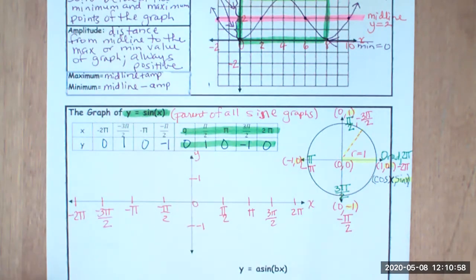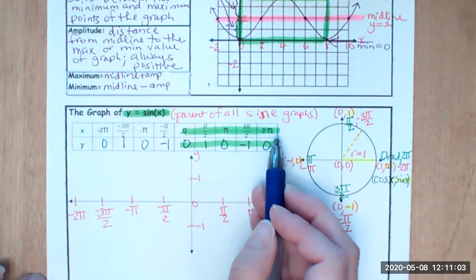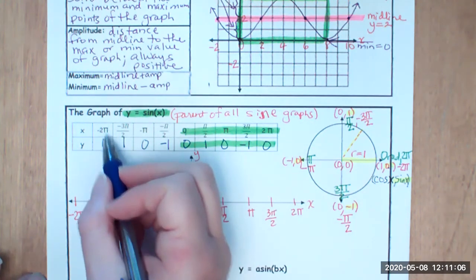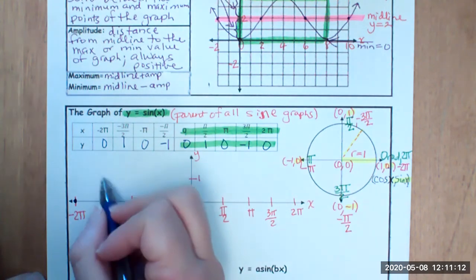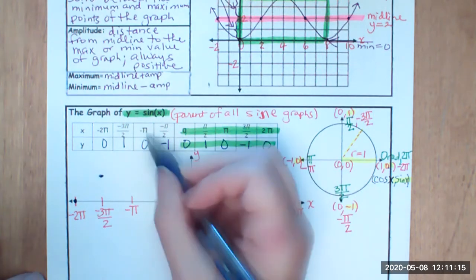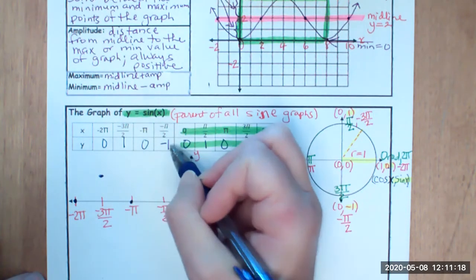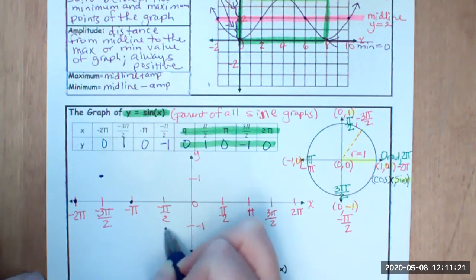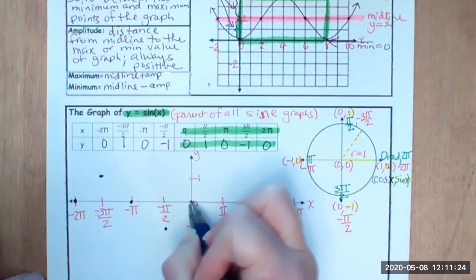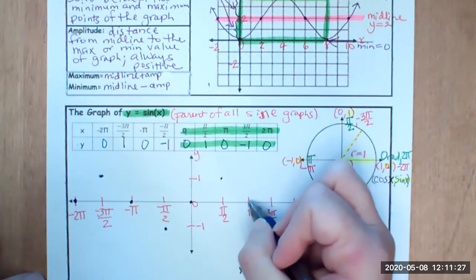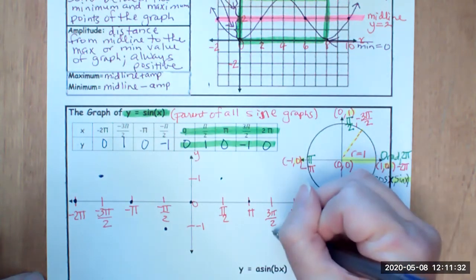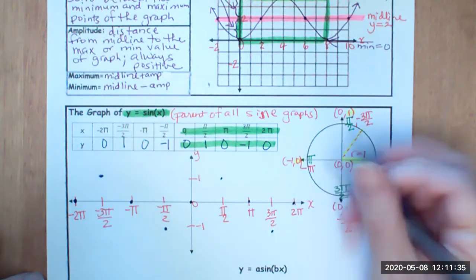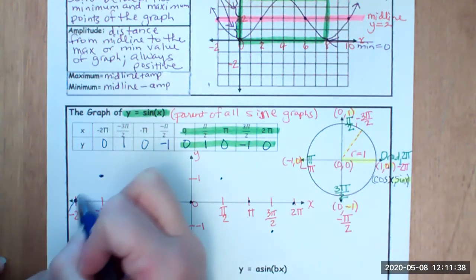And so what we're going to do is plot the coordinates that we have in our table. Very, very straightforward. So when x is negative 2 pi, y is 0. When x is negative 3 pi over 2, y is 1. When x is negative pi, y is 0, and so on. I'm just going to copy right off the table and copy it right onto my graph, okay? And you're going to see how this pattern is like a wave that just keeps repeating itself. Okay, and so let's draw the curve.